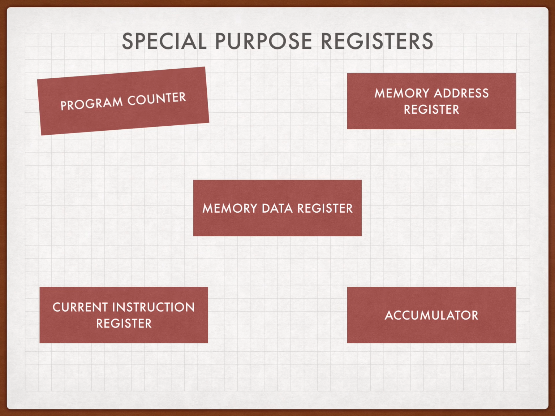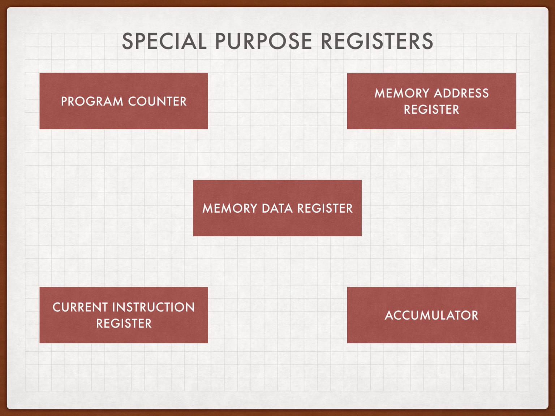The first one is the program counter. Its job is to point to the address of the next instruction to be executed in memory. Imagine you've got a task list of 5 things that you need to do today, and watching this video is task number 3. The program counter could be said to be pointing to the next thing you need to do, task number 4.